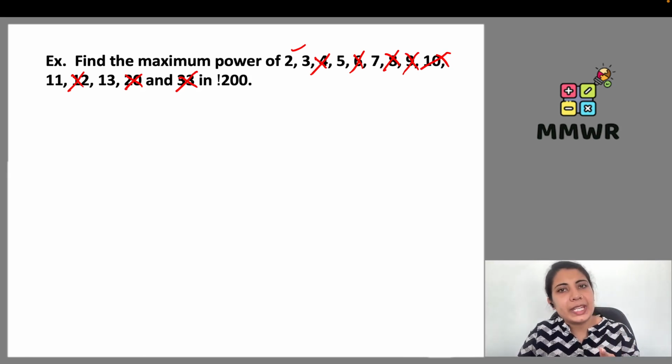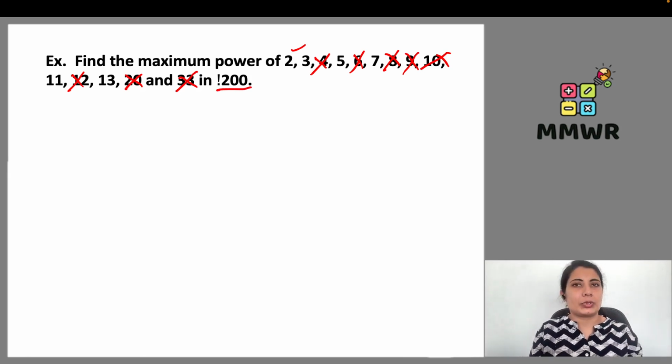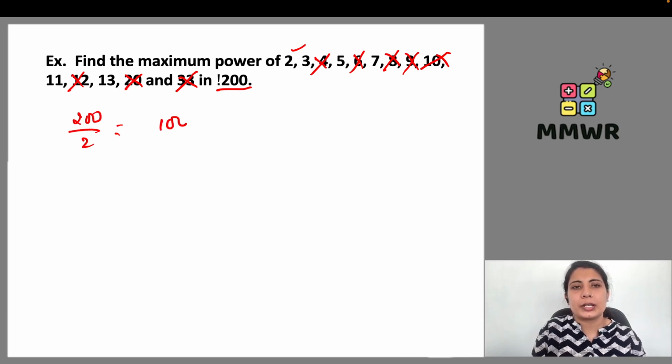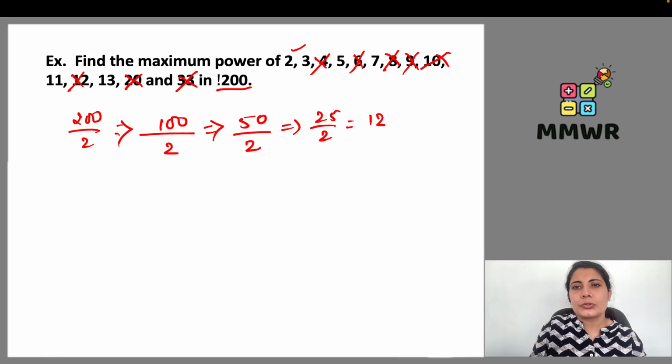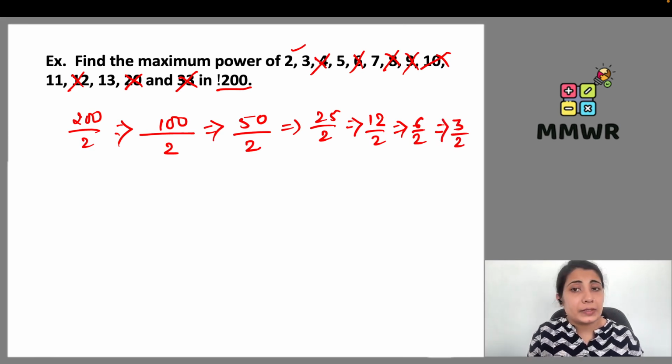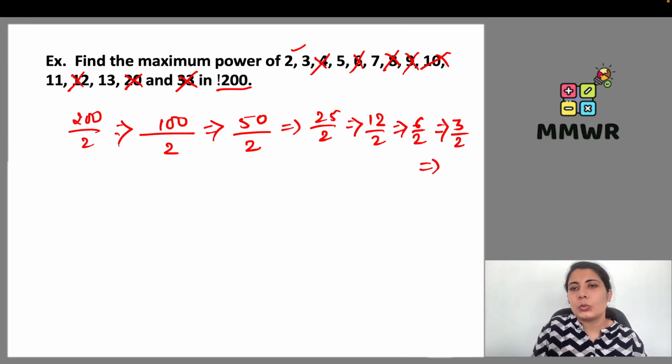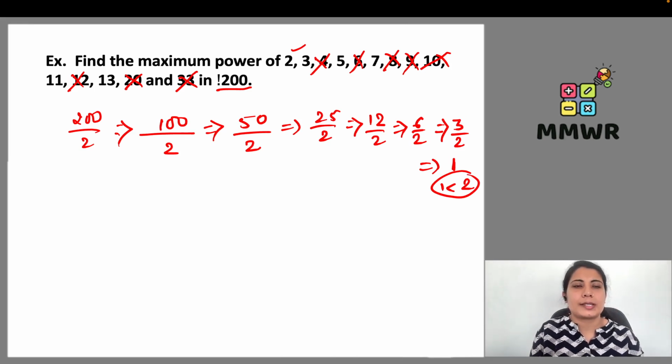So 2, 3, 5, 7, 11 and 13 in 200 factorial. 200 को मैंने अगर 2 से डिवाइड किया, so I will get the first quotient 100. 100 divided by 2 gives me second quotient 50. 50 divided by 2 gives me third quotient 25. 25 divided by 2 gives me the next quotient 12. 12 divided by 2 gives me next quotient 6. 6 divided by 2 gives me next quotient 3. 3 divided by 2 gives me next quotient 1, which is less than 2. So I'll stop my division here itself.